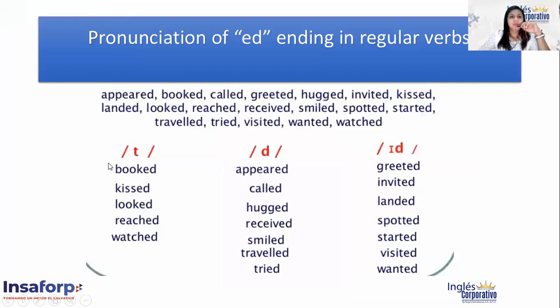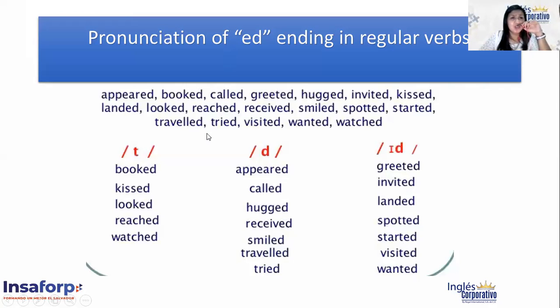Okay, guys, now let's continue with this topic: pronunciation of the ed ending in regular verbs. There are three ways in which we can pronounce the ed, like t, d, and id. For example, booked, kissed, looked, reached, and watched. With the sound d, we have appeared, called, hugged, received, smiled, traveled, and tried. And the other pronunciation is with the id: greeted, invited, landed, spotted, started, visited, and wanted.